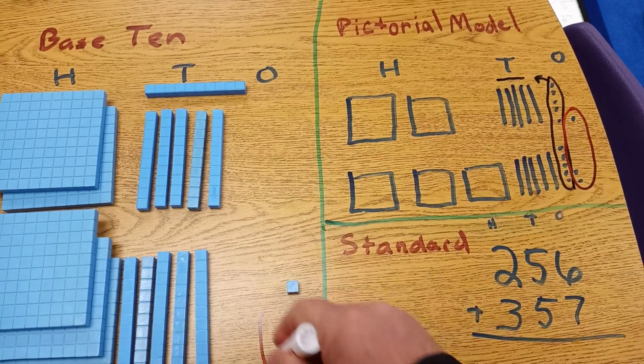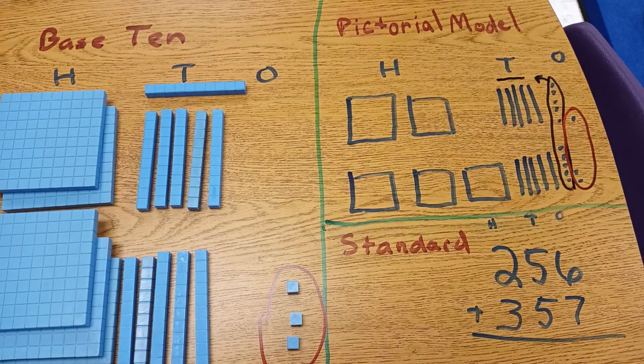Okay, same thing in my standard way of doing it. 6 plus 7 is 13. Okay, I cannot have 13 in the ones place, so I'll leave my 3 in the ones place and carry 1 over to the tens place.